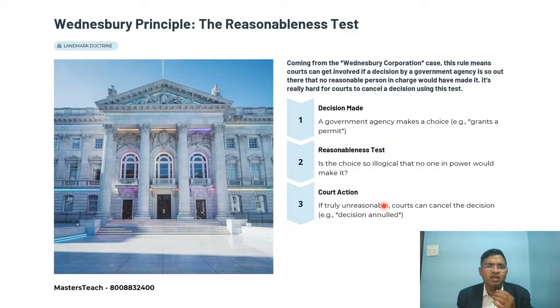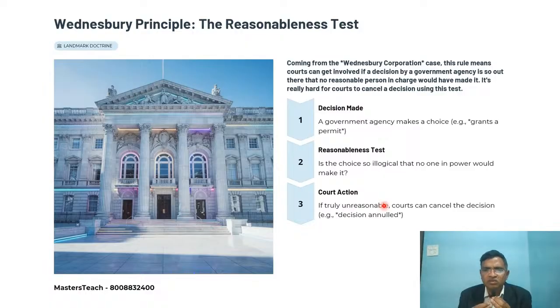Okay, then the Wednesbury principle, that means the reasonableness test. This particular concept comes from the Wednesbury Corporation case. This rule means courts can get involved if the decision by the government agency is so out there that no reasonable person would have made it. It is really hard for the courts to cancel a decision using this test.